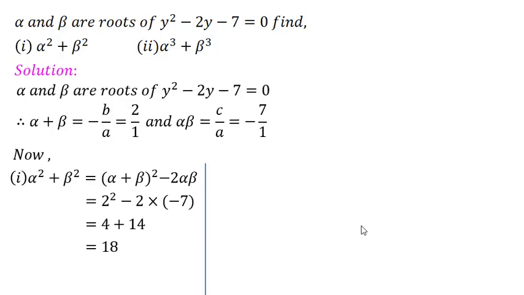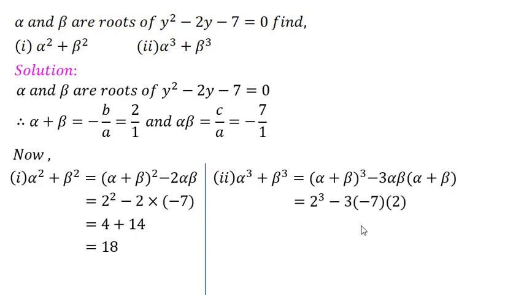Secondly, alpha cube plus beta cube. So again, for alpha cube plus beta cube, we have the formula as (alpha plus beta) the whole cube minus 3 alpha beta (alpha plus beta). So again the value of alpha plus beta is known to us, the value of alpha beta is known to us. So we will put these values and we get the answer as 50. So alpha square plus beta square is 18 and alpha cube plus beta cube is 50.